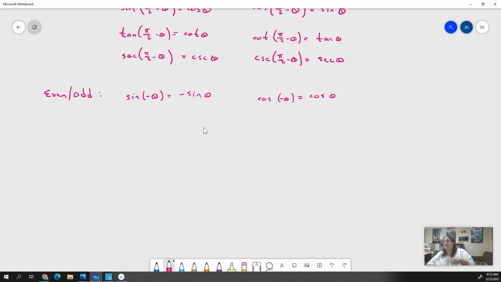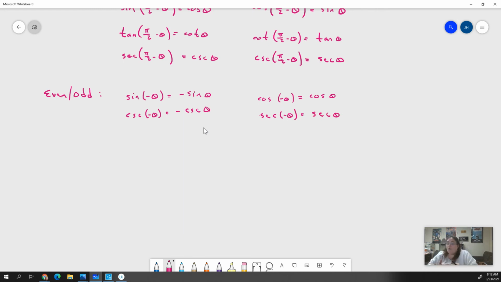With cosine, the negative doesn't transfer. So if I have cosecant of negative theta, which is the inverse of sine, we're still going to get the negative. But if I have secant of negative theta, we're just going to have positive secant of theta.